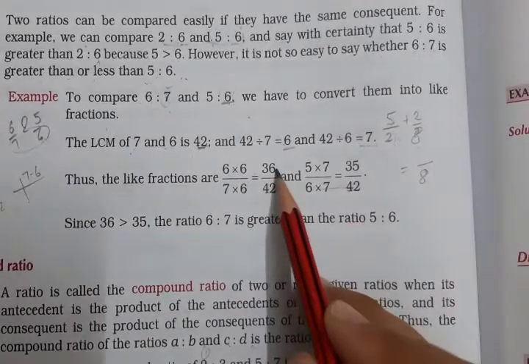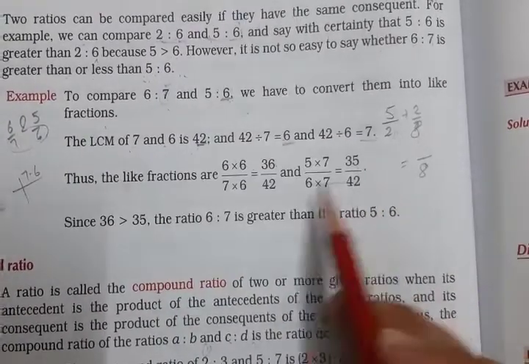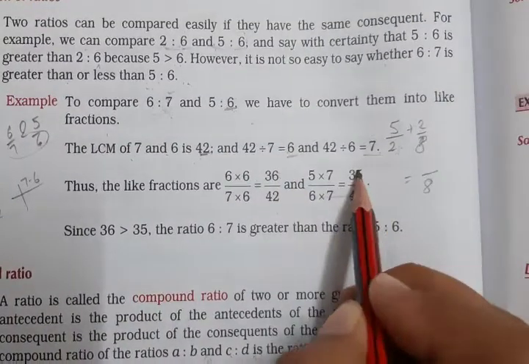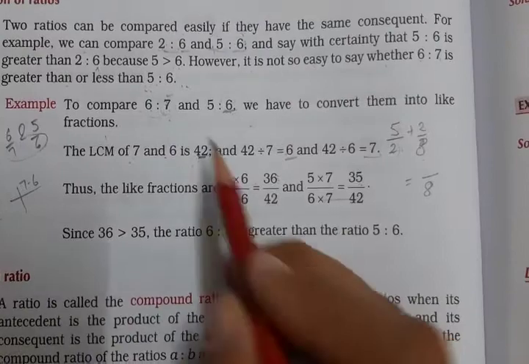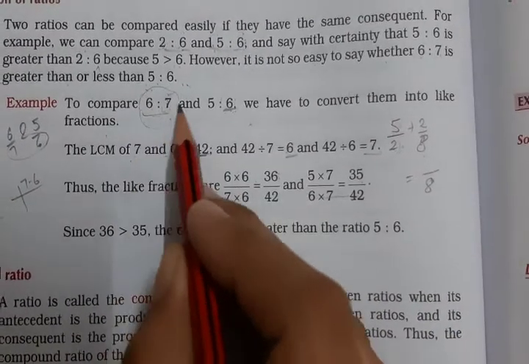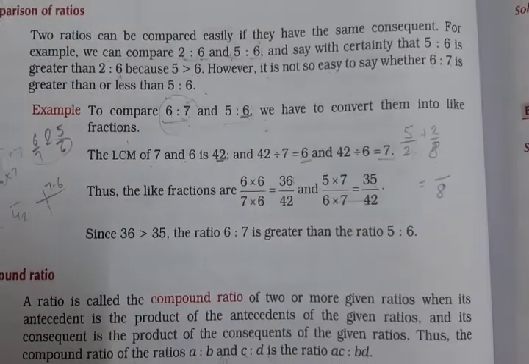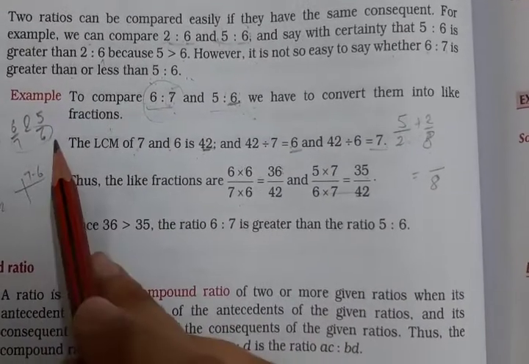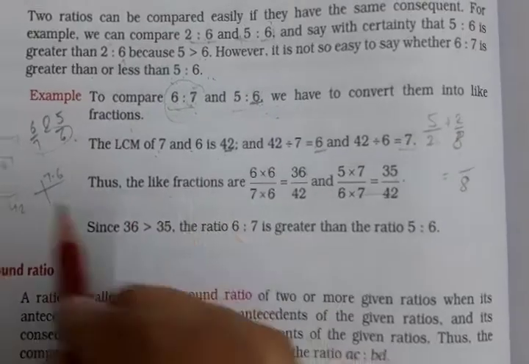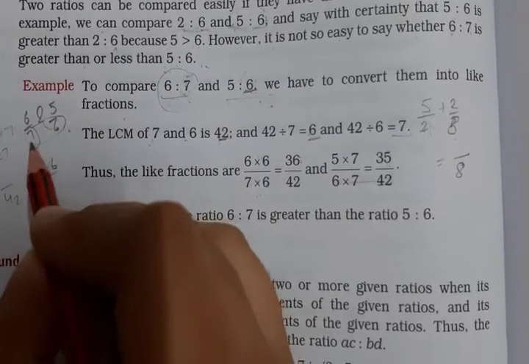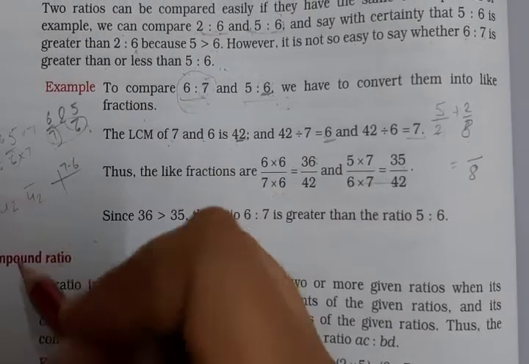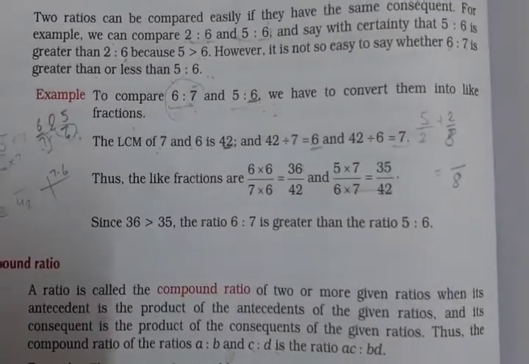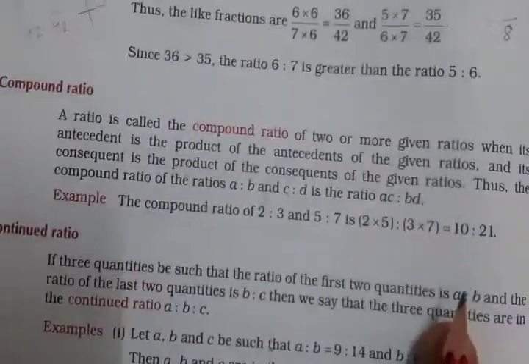Now the terms are 36/42 and 35/42. Now the denominator is the same, so it's easy to compare. 36 is greater than 35. The ratio in which 36 comes is the greater one. Understand? How to convert into like fractions? Firstly, we take the LCM of the denominators. After that we divide this LCM by each denominator. After dividing, whatever quotient we get, we multiply it upper and lower, that means multiply and divide. Okay.